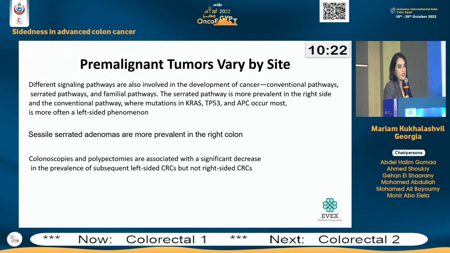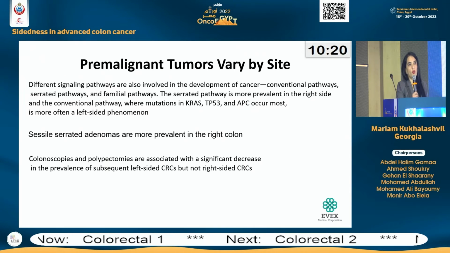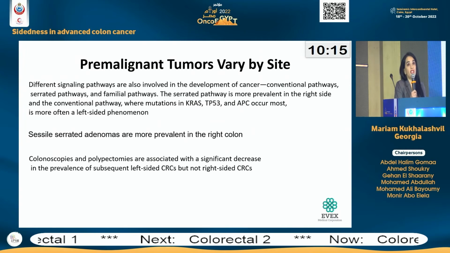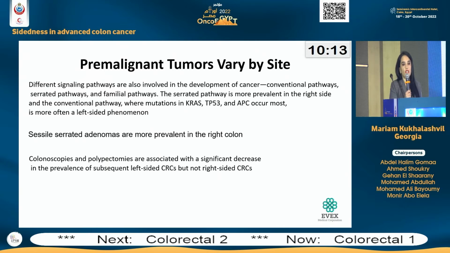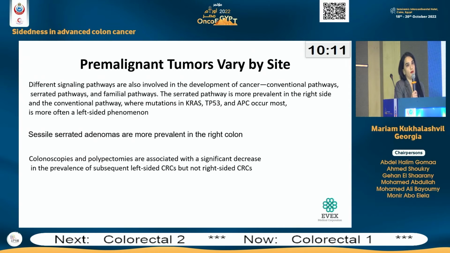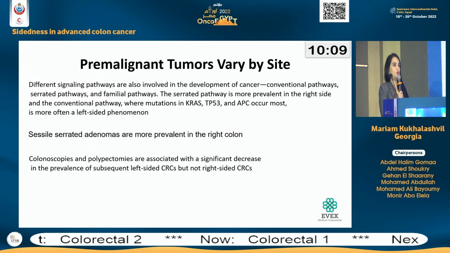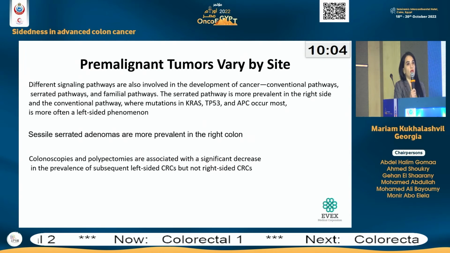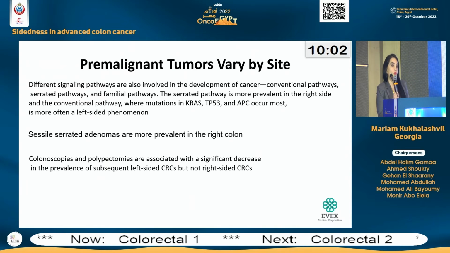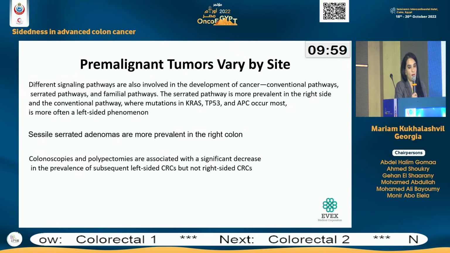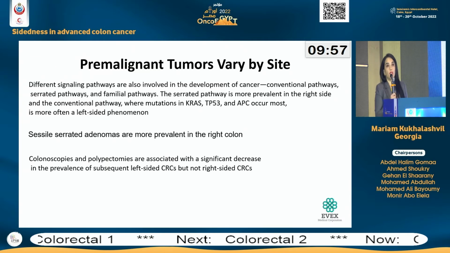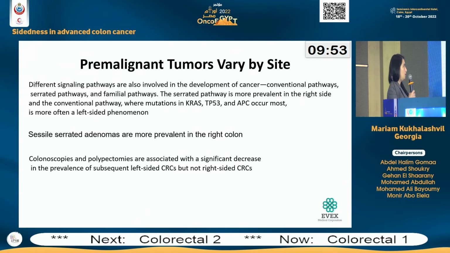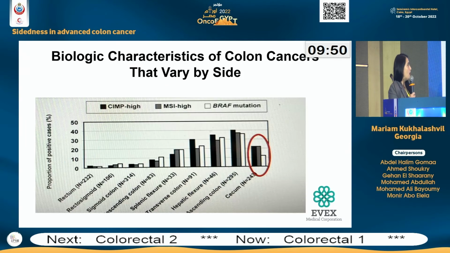Pre-malignant lesions. Different signaling pathways are also involved in the development of colorectal cancer. We have several types of pathways: conventional, serrated and familial pathways. For right-sided tumors, serrated pathways are more common, in contrast with left-sided tumors, where we mostly have conventional pathways. And colonoscopy is also the gold standard for treating patients with adenomas, with premalignant lesions.